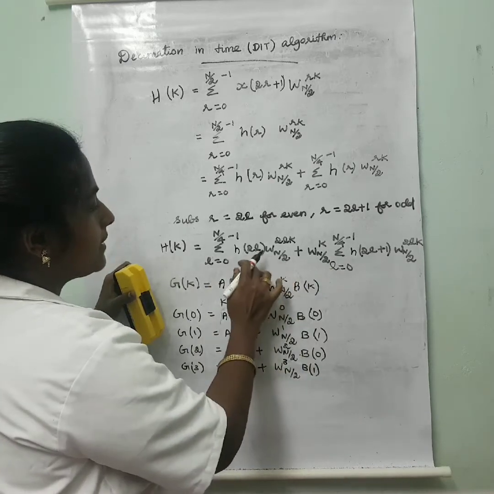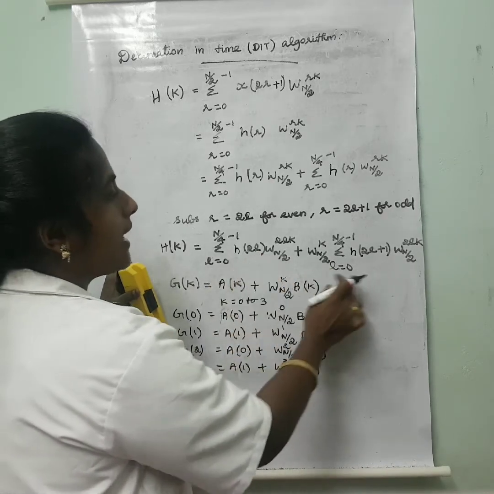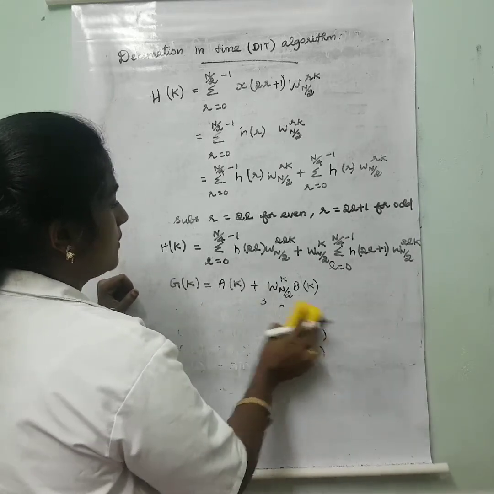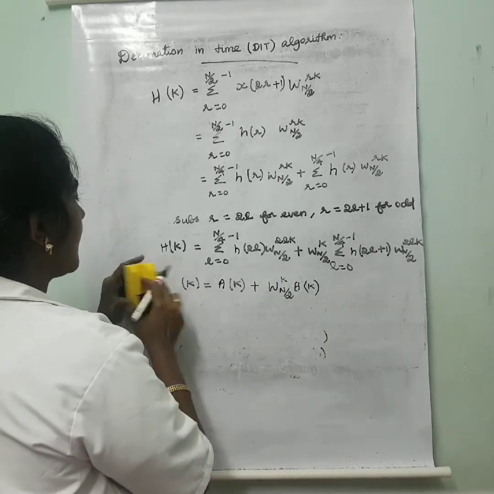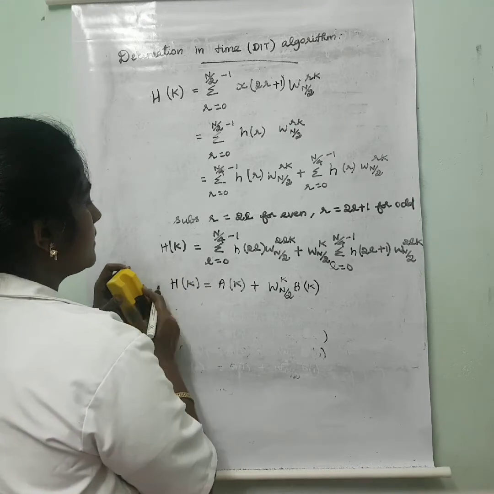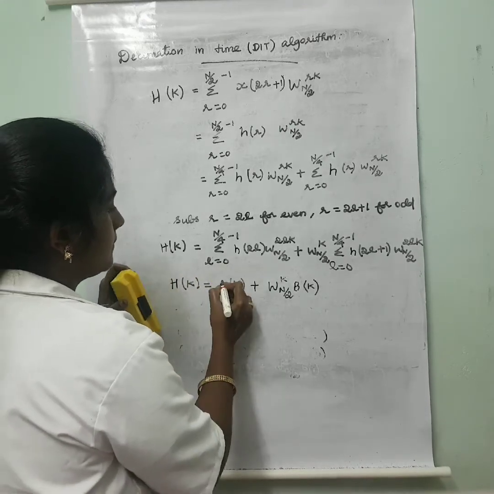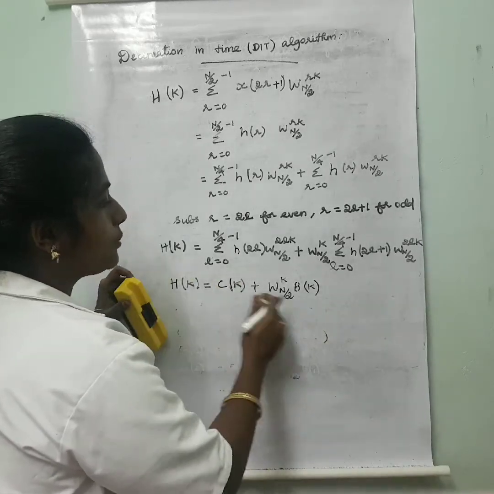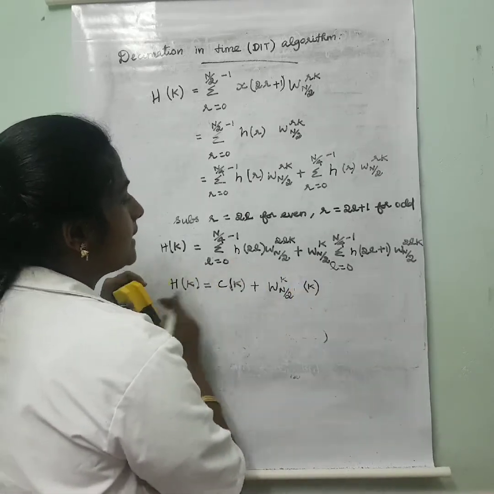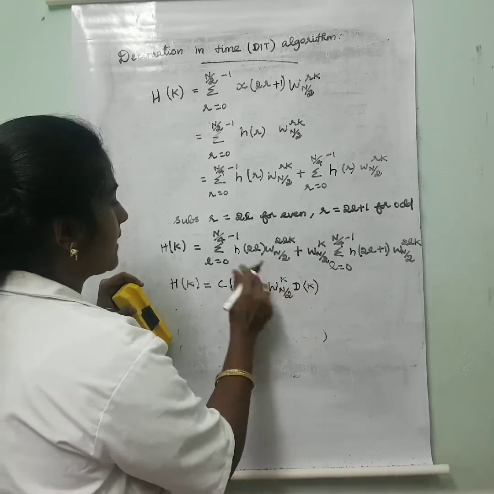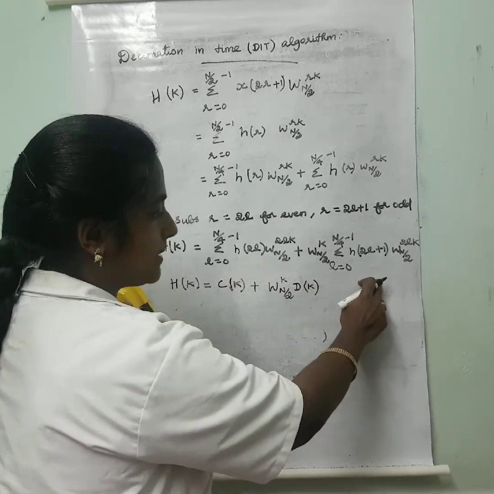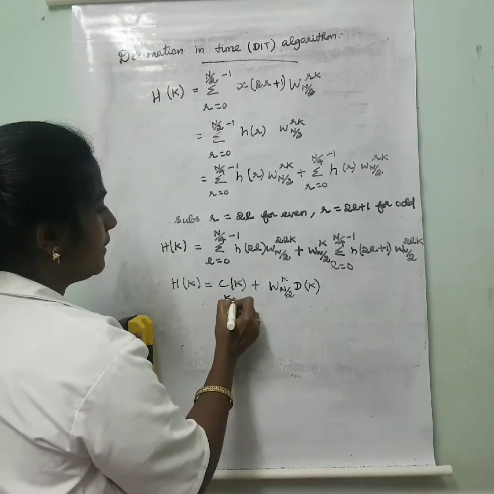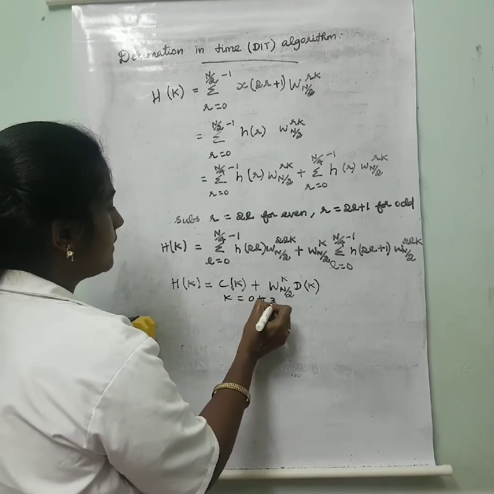This term is taken as c of k and this term is taken as h of k. So h of k is equal to c of k plus wn by 2 to the power k into d of k. So this term is taken as c of k and this term is taken as d of k. Now you can substitute the values for k from 0 to 3.